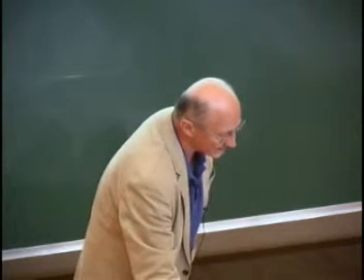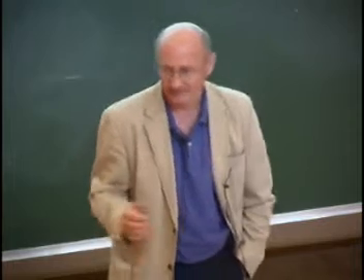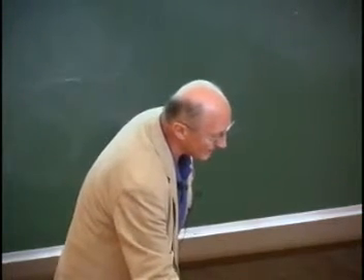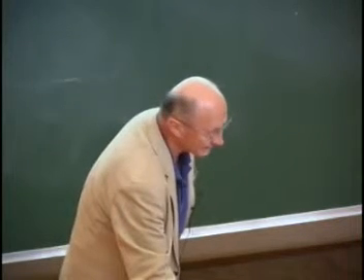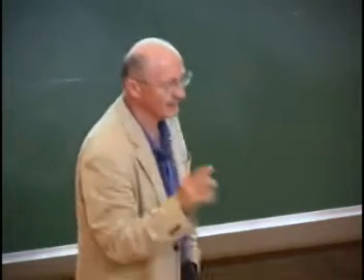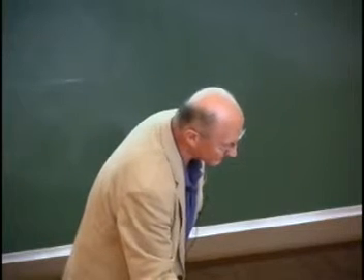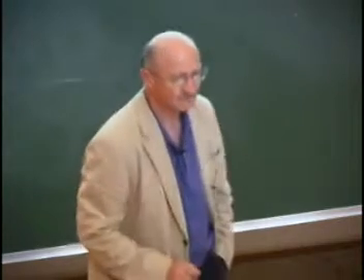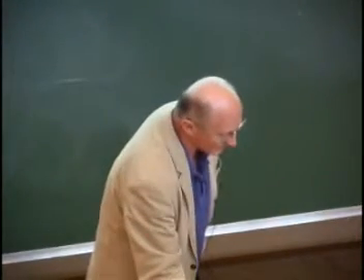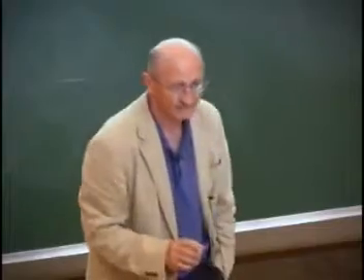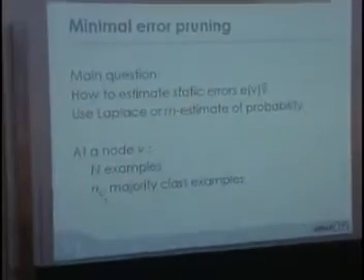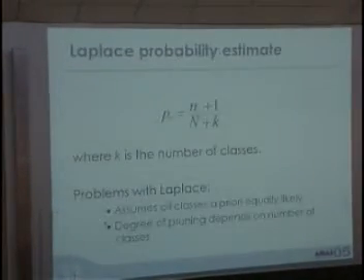We may use Laplace estimate or M estimate of probability, possibly something else, but these two are quite all right. And we have this situation. At this node V, we have altogether capital N examples, and NC is the number of majority class examples. So if the majority class is C, then one obvious decision is to classify everything into class C, the majority class. And what is the error?